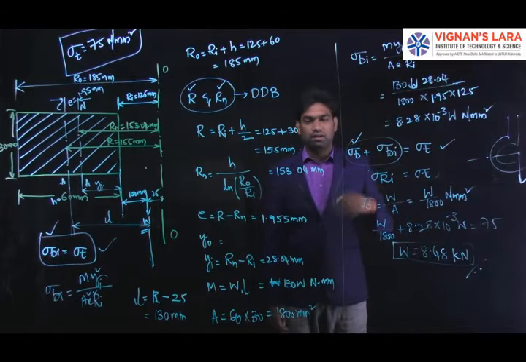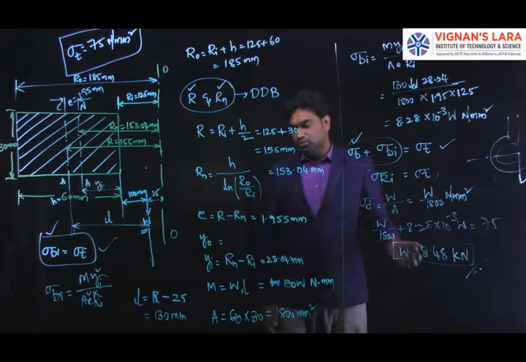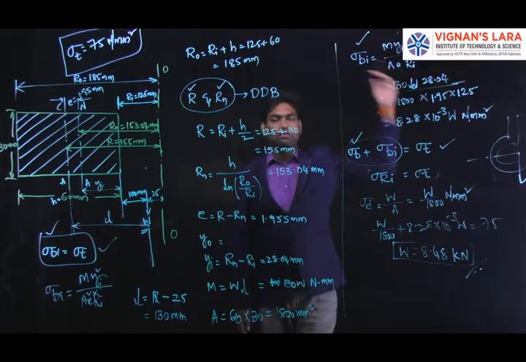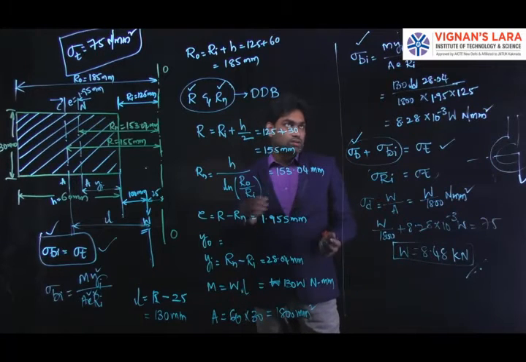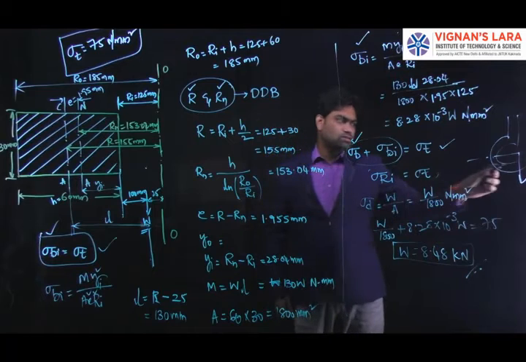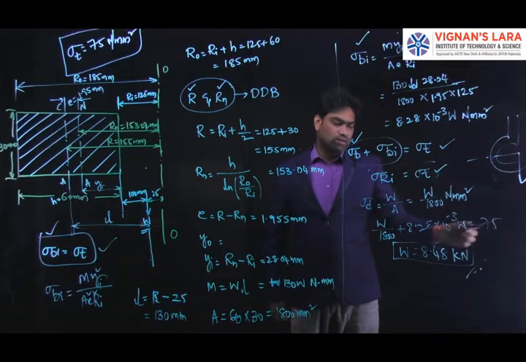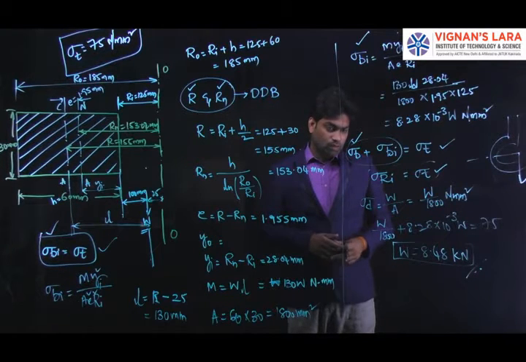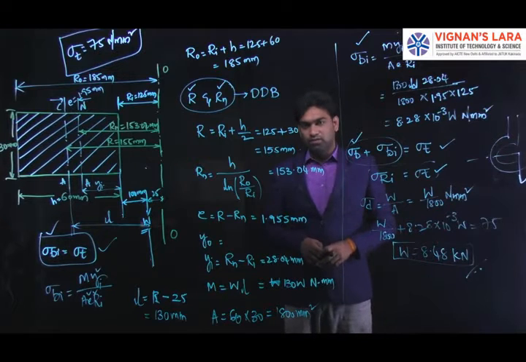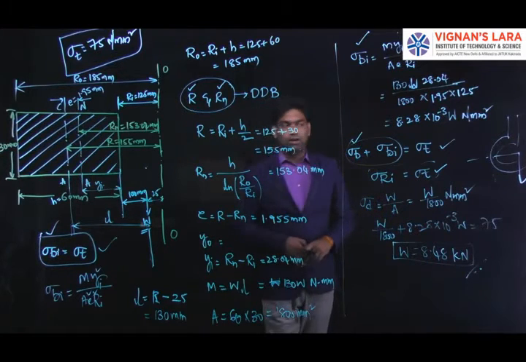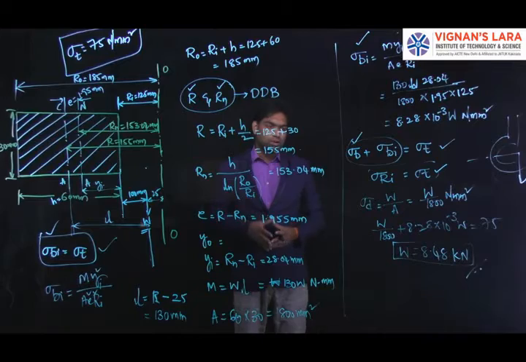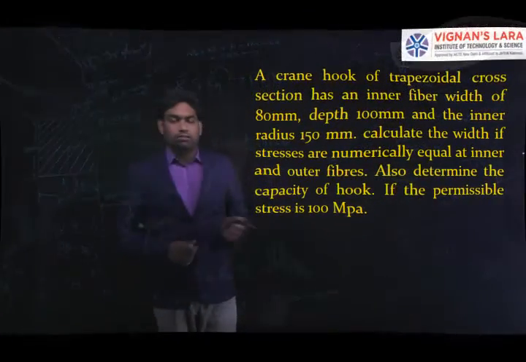So after getting the capacity, we can substitute the value of W in the equations of stresses. You can substitute in sigma bi, and similarly find sigma bo, and then find sigma ri, which should equal 75. Then you can find the sigma ro value, so that we get the stresses induced at the outer fibers. Clear? So this is how we find the capacity of a machine component when load is not given, but the permissible stress values are given. Clear?